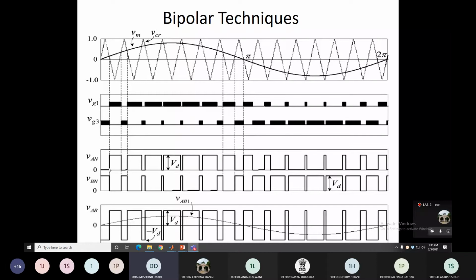Same way here, you get VAN in this duration, but VBN is 0. So your VAB is equal to what? VAN. You can see. So it means that you get a square wave type of output across the load by this bipolar technique. Or you can say that here you get the positive as well as negative magnitude of the voltage in the positive cycle as well as in the negative cycle of the output. So that's why it is called the bipolar technique.